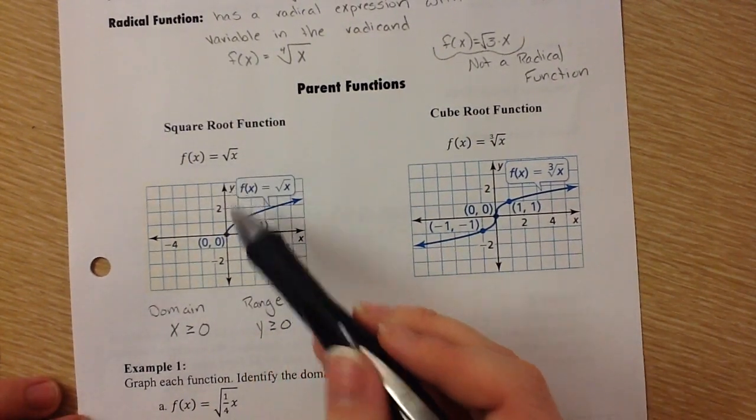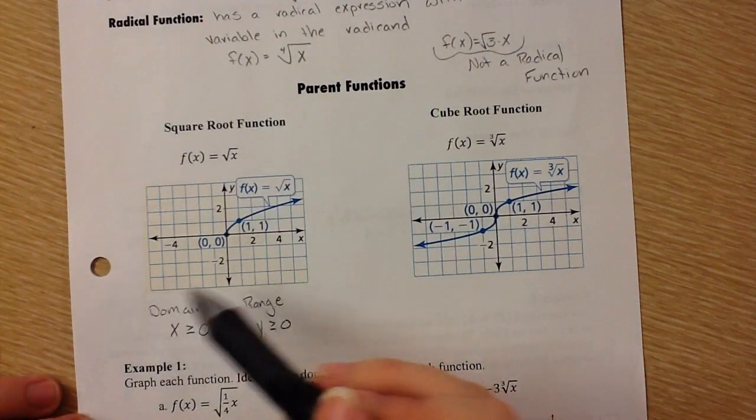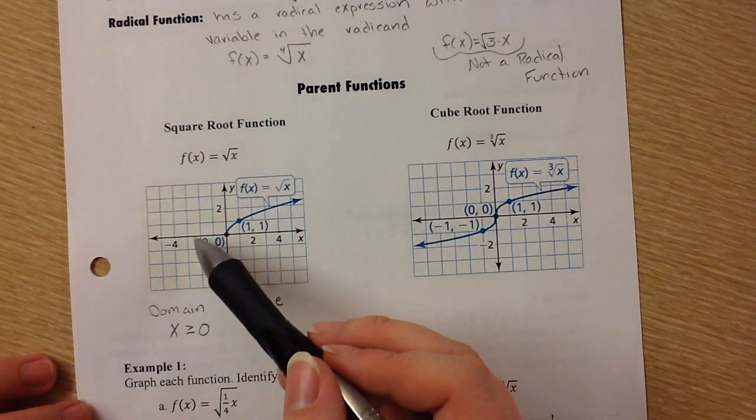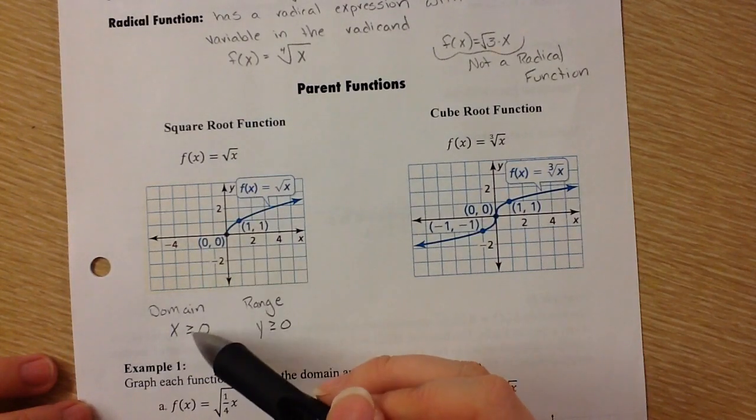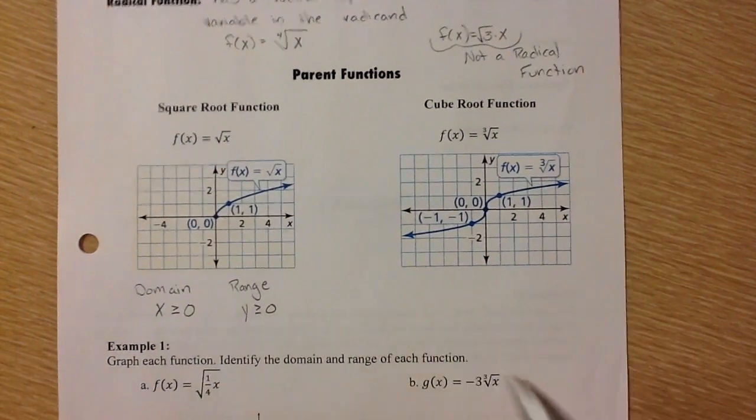Now if I shift this up or down or left or right, that's going to change the domain and range, so keep that in mind. Like if this was shifted over to the left, that's going to change my domain, because then I can put negatives into it.